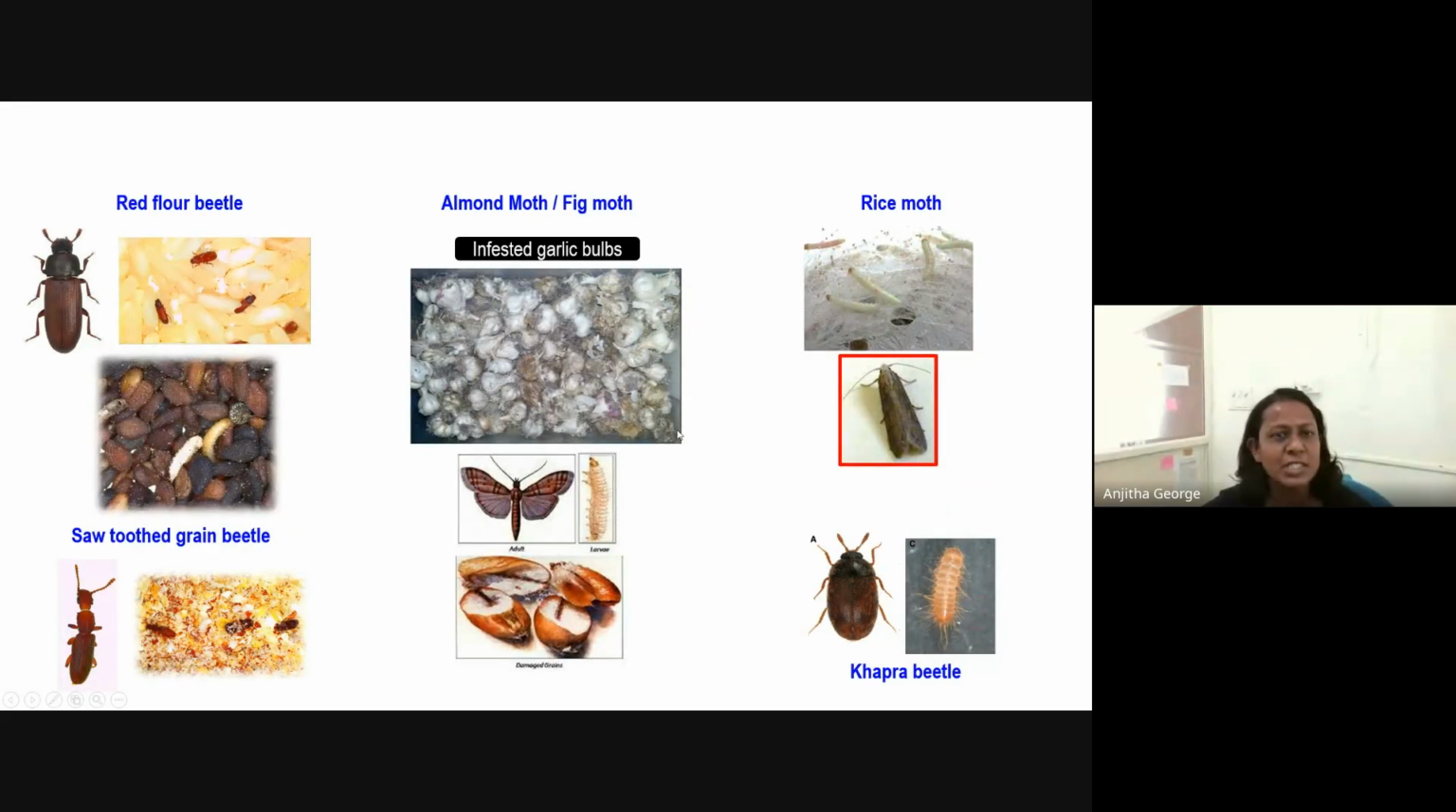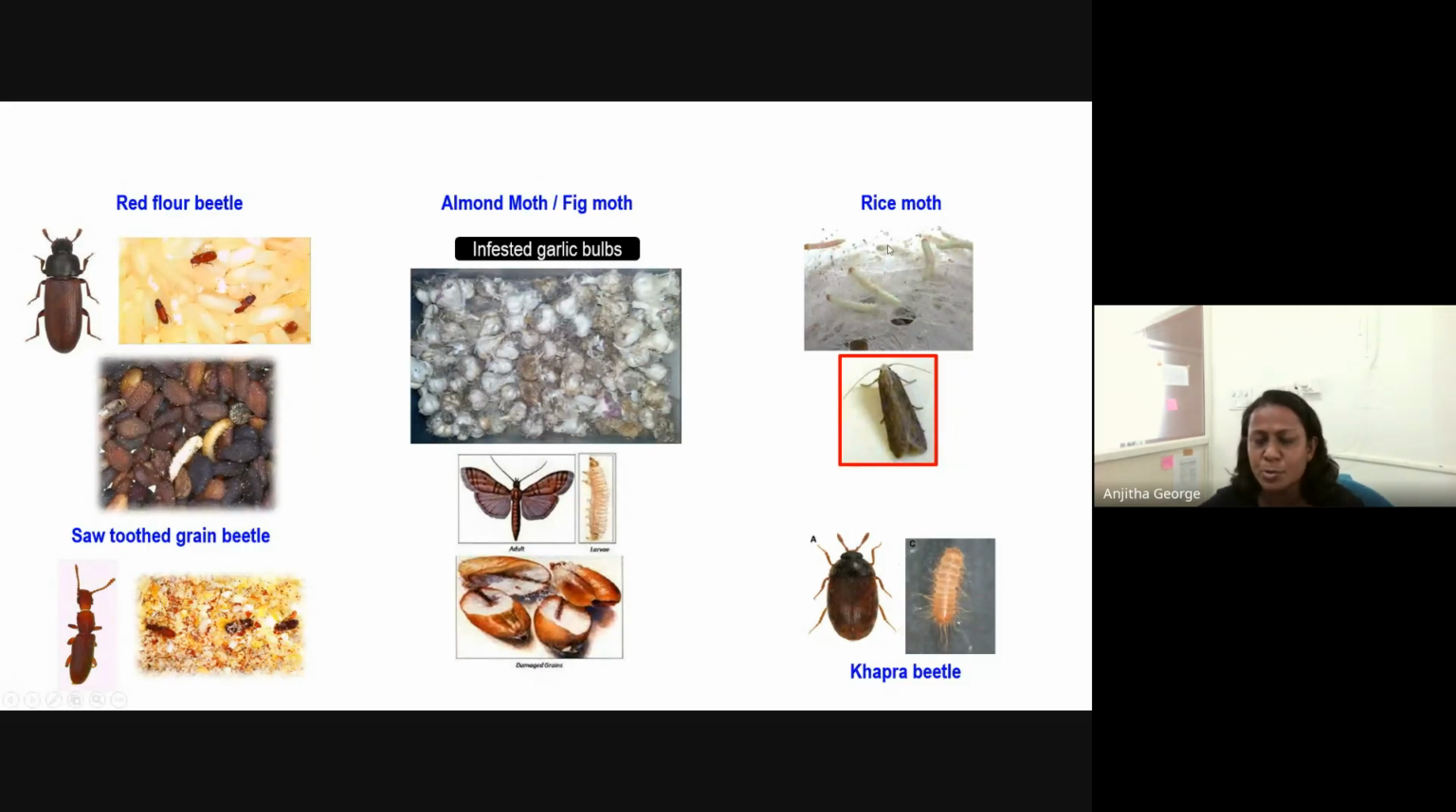So this is again some of the secondary pests like the red flour beetle. Red flour beetle is very popular among the storage pests because the highest insecticide resistance has been reported in the case of red flour beetle, and it is very difficult to manage. And down is the sawtoothed grain beetle, and here you can see the infested garlic bulbs, which are damaged due to the almond moth.